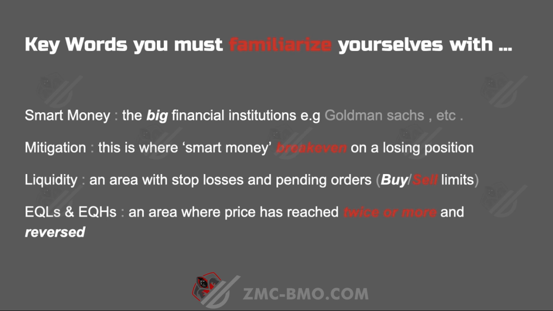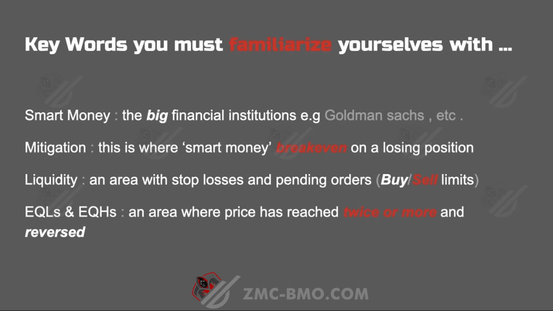Now let's get straight into it. Keywords I want you guys to familiarize yourselves with is smart money. Smart money is a word to identify the market movers. So when I say smart money, I'm referring to the big financial institutions, such as the hedge funds, institutional banks, etc. Goldman Sachs, JP Morgan, all of that.